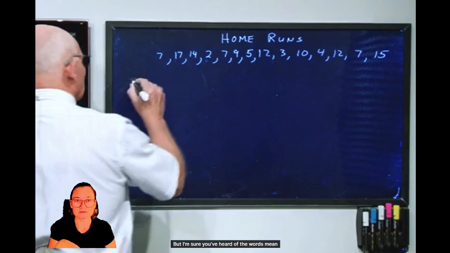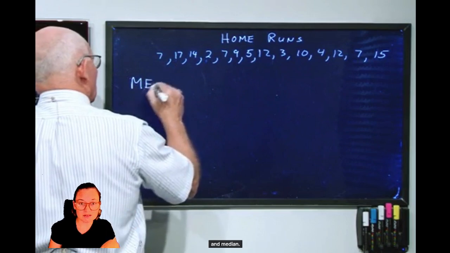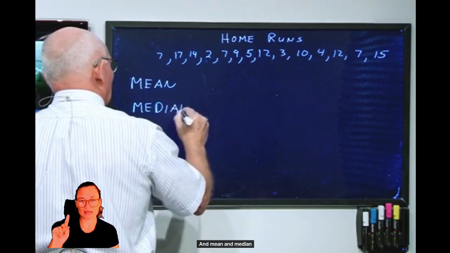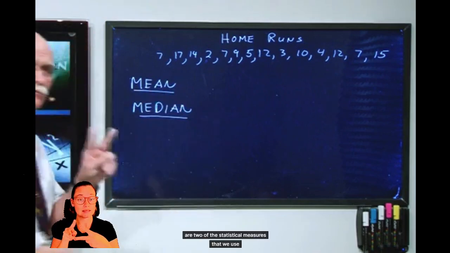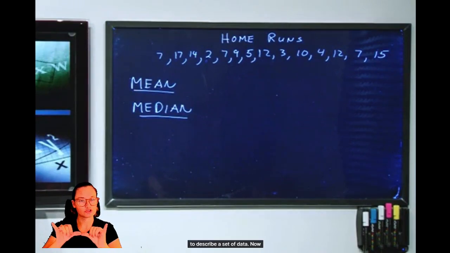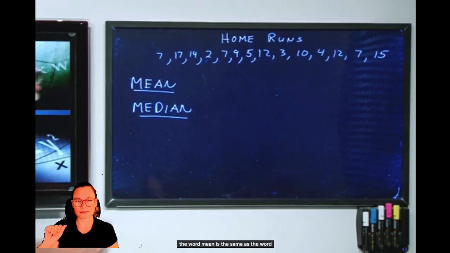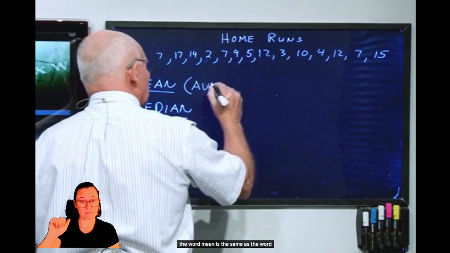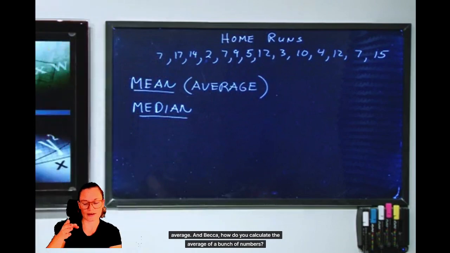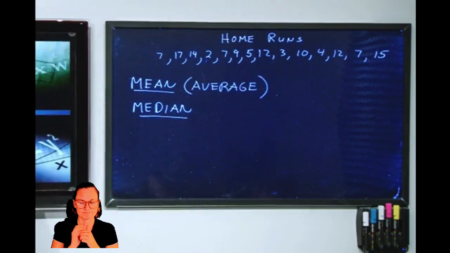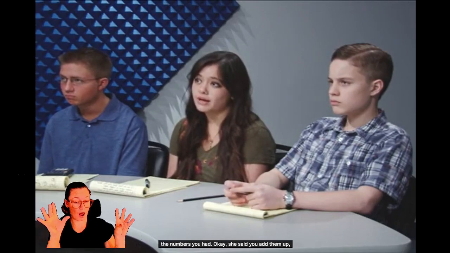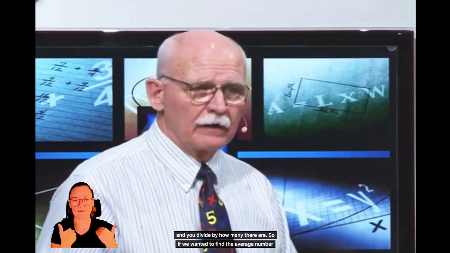But I'm sure you've heard of the words mean and median. Mean and median are 2 of the statistical measures that we use to describe a set of data. Now, the word mean is the same as the word average. And Becca, how do you calculate the average of a bunch of numbers? You add up all of your data and then you divide by how many numbers you had. Okay, she said you add them up and you divide by how many there are.